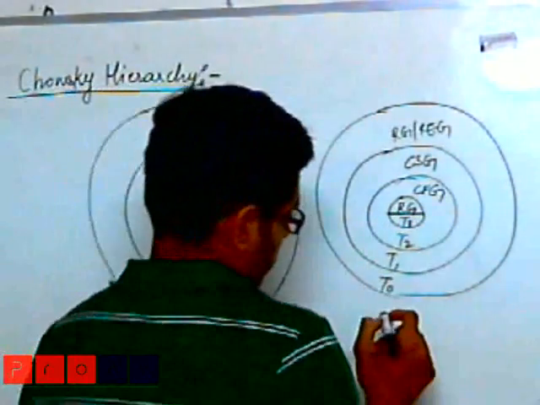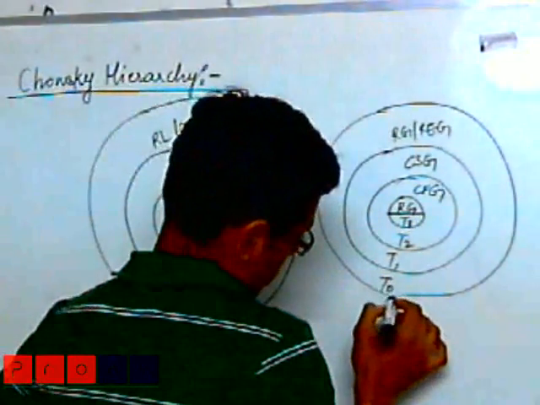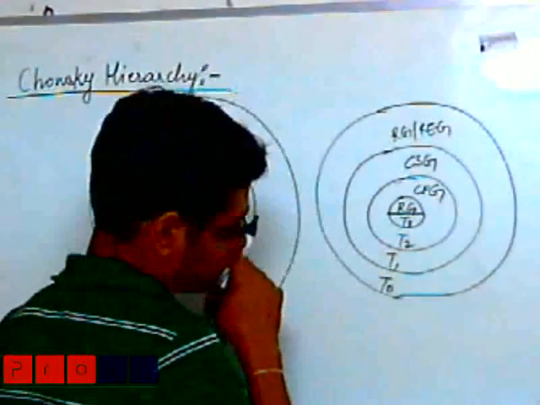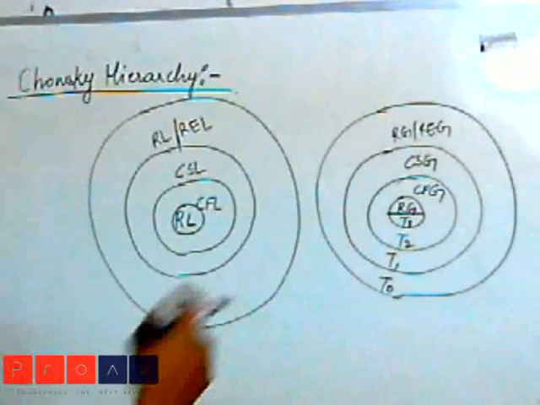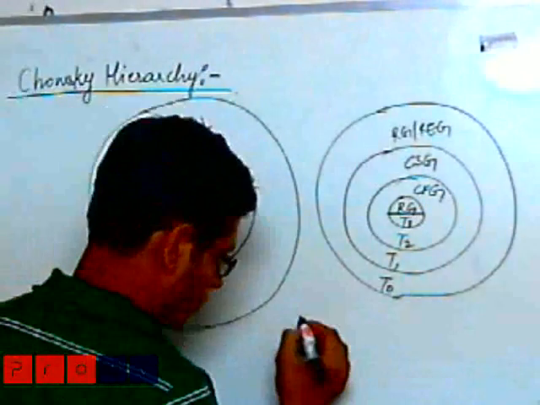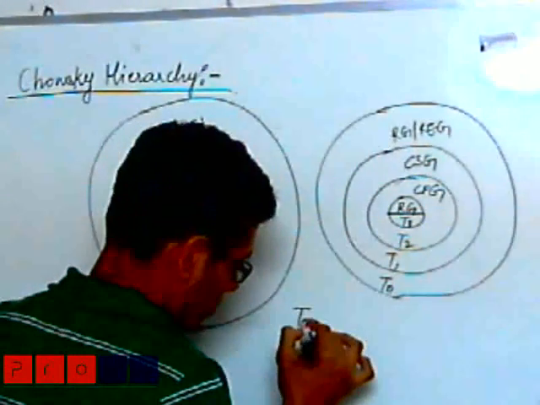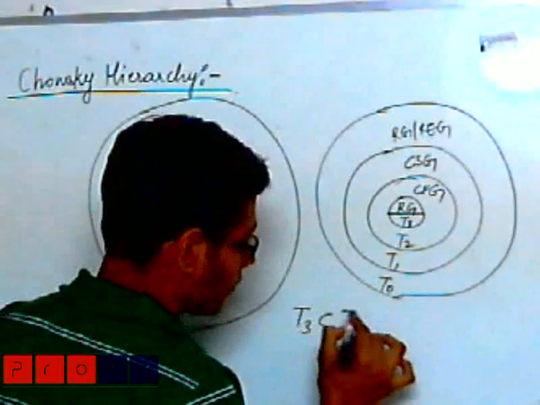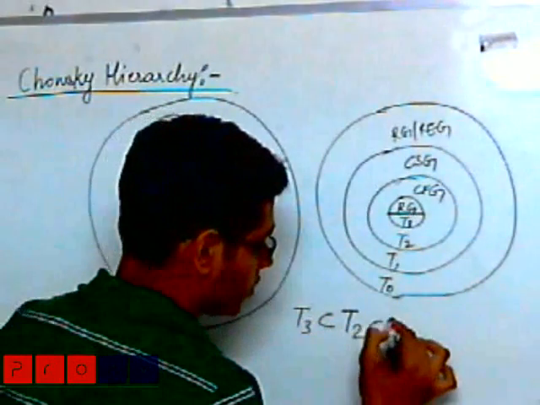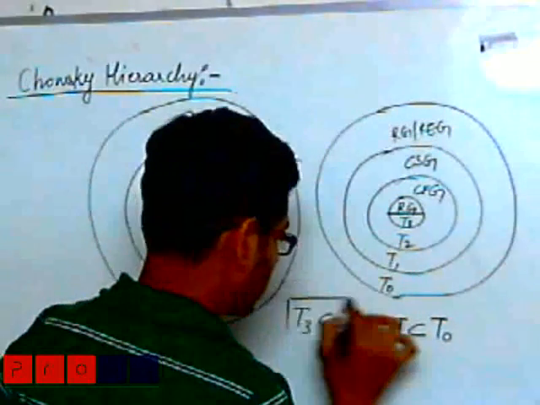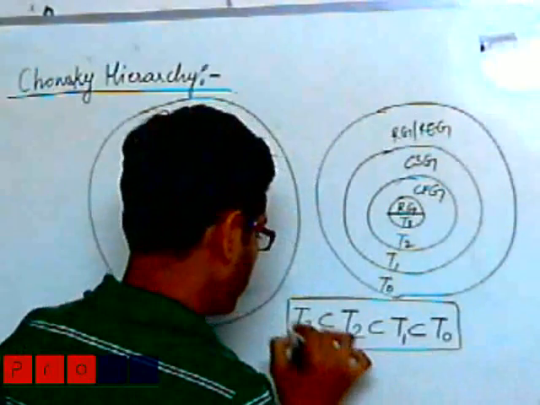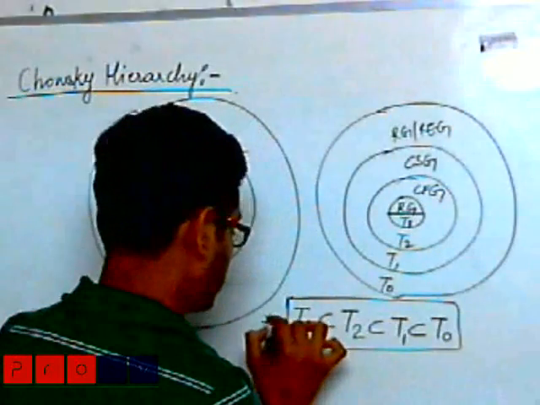Now, these are most important. So from this, one thing is clear. What can we write from here? T3 is a subset of T2, T2 is a subset of T1, T1 is a subset of T0. Most of the questions are going to be formed from here. This is the most basic point.